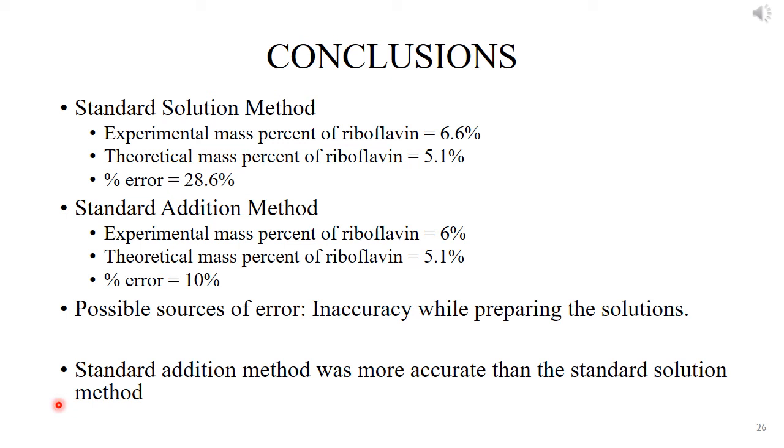The experimental results showed that the standard addition method was more accurate than the standard solution method, since the mass percent of the riboflavin was closer to the theoretical in the standard addition method than in the standard solution method. This matches with the theory explained in the background, since standard addition takes into account the interferences of the other substances in the multivitamin.